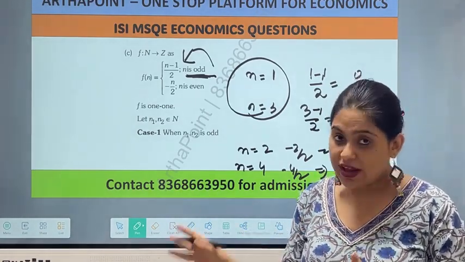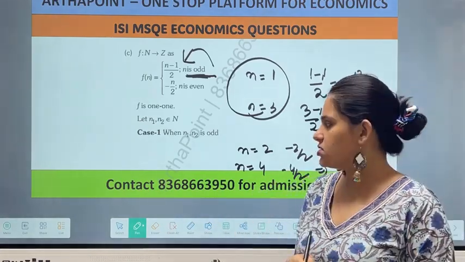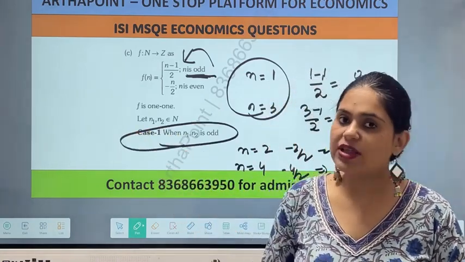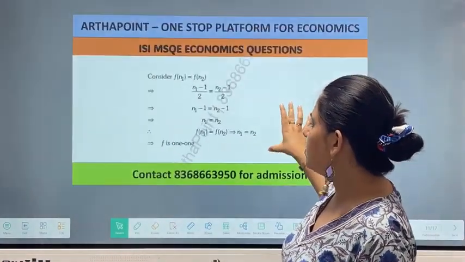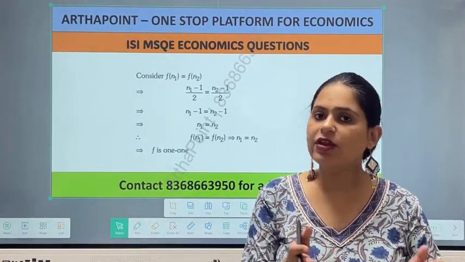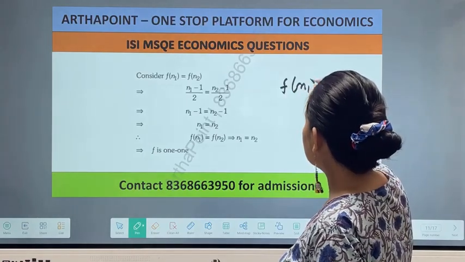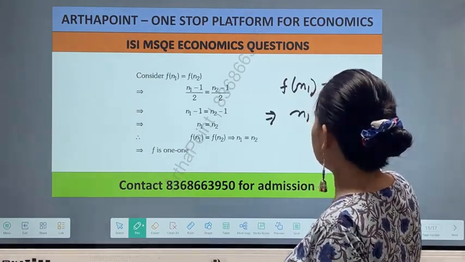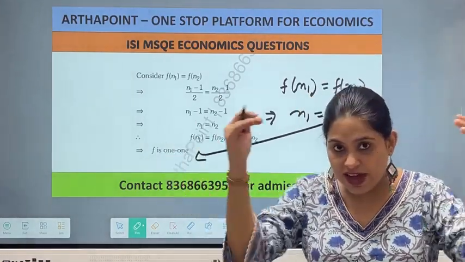So I am saying let n1 and n2 be two numbers such that they are odd numbers. Then what can I go ahead and do? Ma'am, let me see what happens if I try to equate f of n1 to f of n2. The rule is that if f of n1 equal to f of n2 implies n1 equal to n2, then it is a one-to-one function. Right? So if the functional values are the same and it gives me that the numbers I plugged in were the same, it will be a one-to-one function.